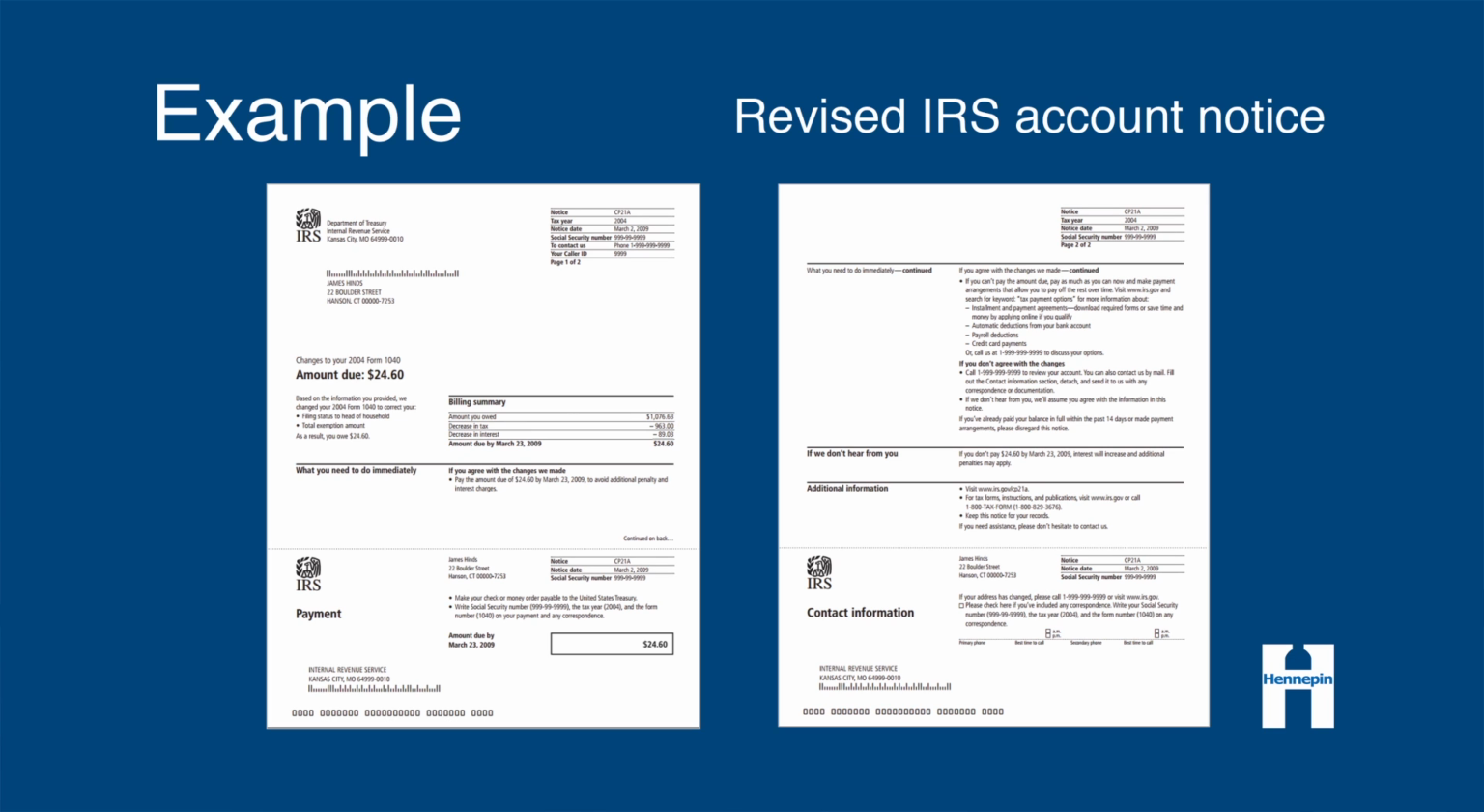So they rewrote that, and the new version is concise and scannable with clear headers like what you need to do immediately and if we don't hear from you. You can find what you need, you can understand the letter, and you can use it to meet your needs. You can tear it off at the perforation and mail it back in. So the IRS got it done.